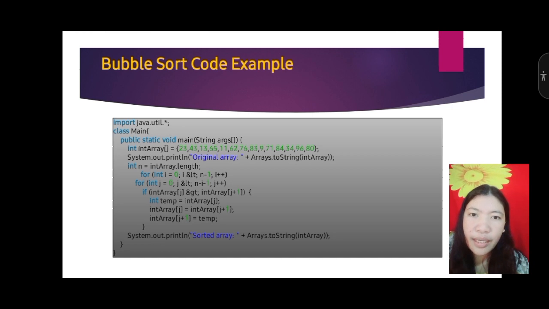So we iterate over the array, comparing adjacent elements. We're going to use a for loop: for int i equals 0, i less than n minus 1, i plus plus. Then another for loop: int j equals 0, j less than n minus i minus 1, j plus plus.